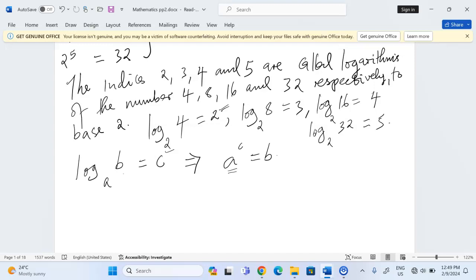If the base is a, to power c equals b, then we'll be taking the logarithm of b to base a equals c. Therefore, the base remains the same. So this is the general relationship between a logarithm statement and a statement which is in index notation.